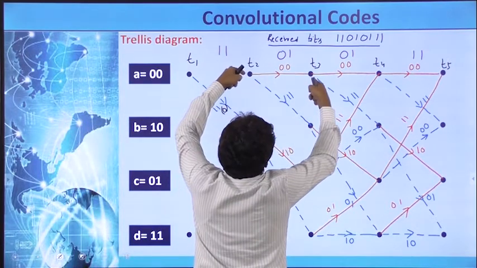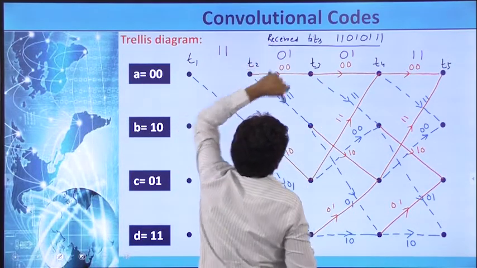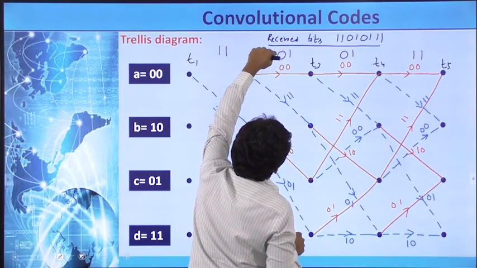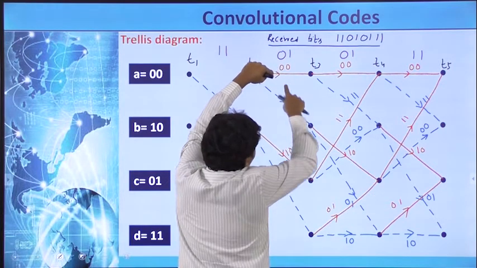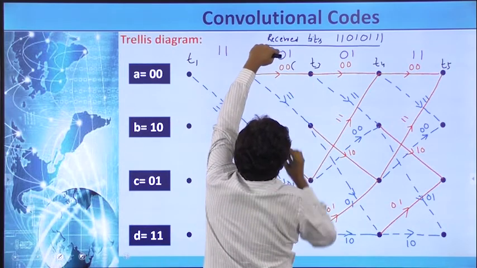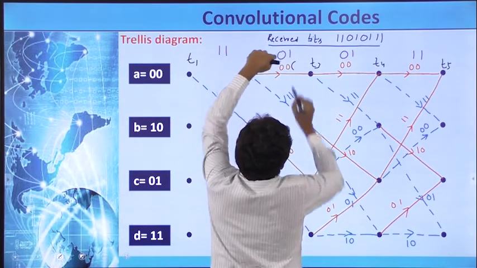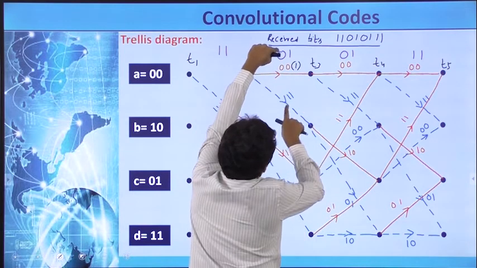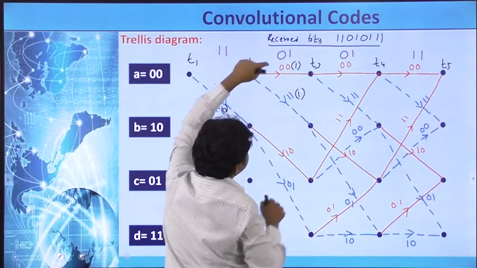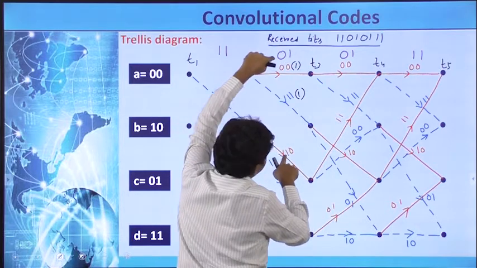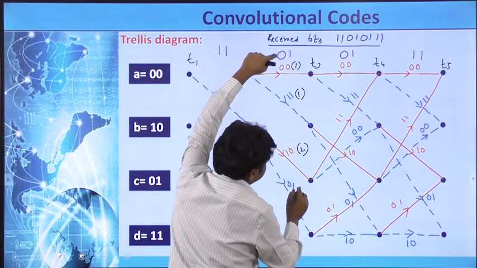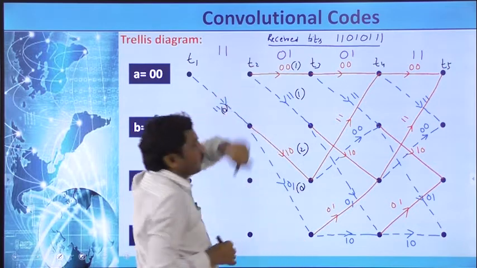In the second step, that is between T2 and T3, the received bits are 0, 1. So calculate the Hamming distance between the received code word 0, 1 and the output code words for all these branches. So what is the Hamming distance between these two? So 0, 1, it is 0, 0. Here only 1. Now what is the Hamming distance between 0, 1 and 1, 1? Here it is 1 because only one bit is changed. Whereas for these two, here 0, 1, here it is 1, 0. The Hamming distance is 2. Here is 0, 1. Here also 0, 1. The Hamming distance is simply 0.